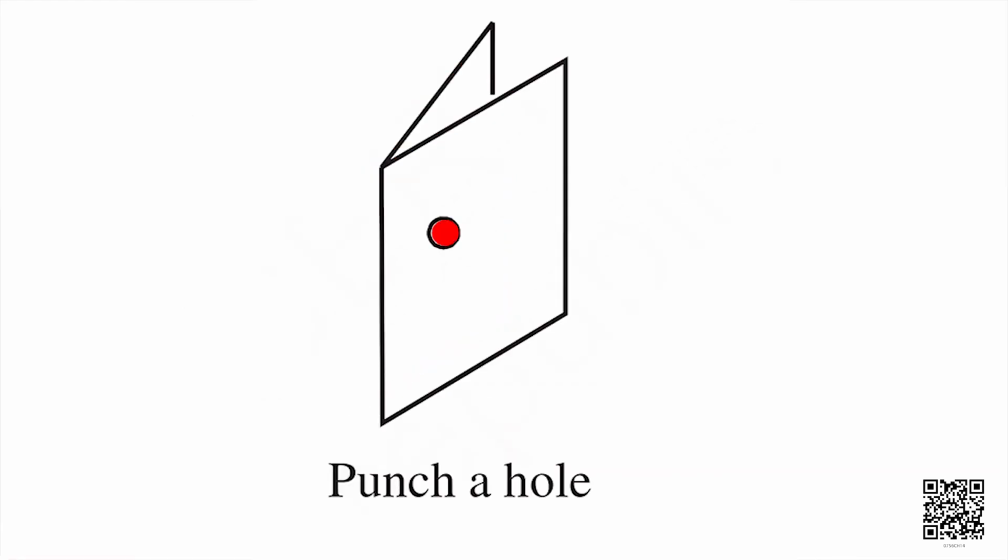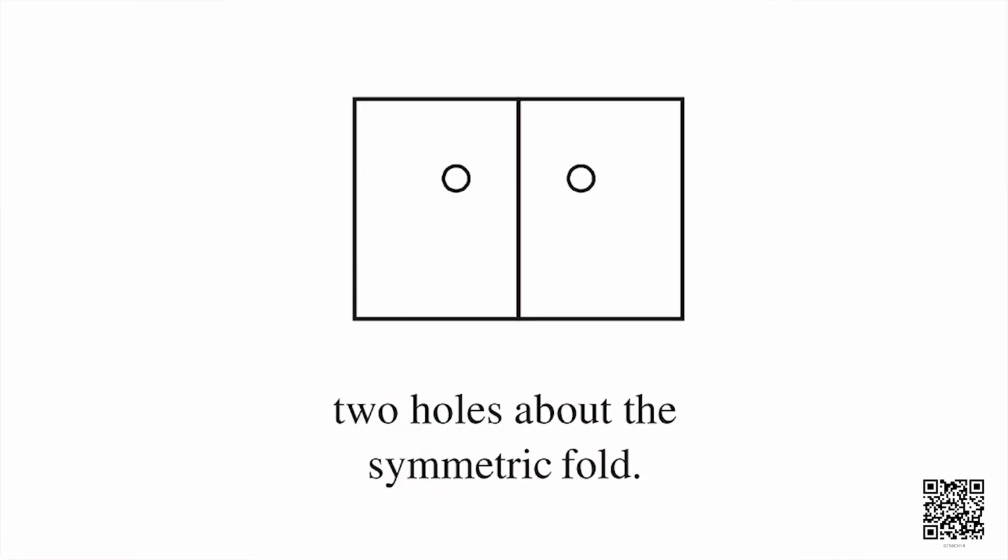Then we will punch a single hole, and when we unfold the sheet, we will be able to see two holes about the symmetric fold. So I am sure that you have made a single hole, but you got two holes. Interesting, isn't it? So students, with this we are at our exercise 14.1.